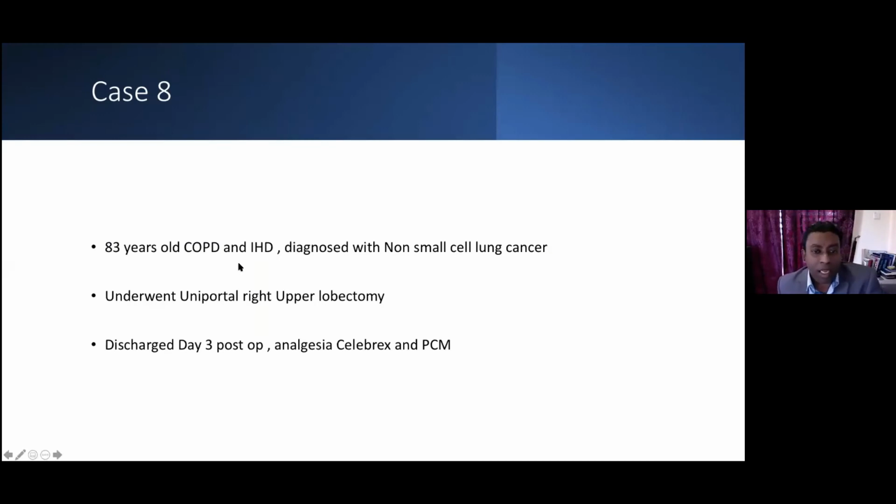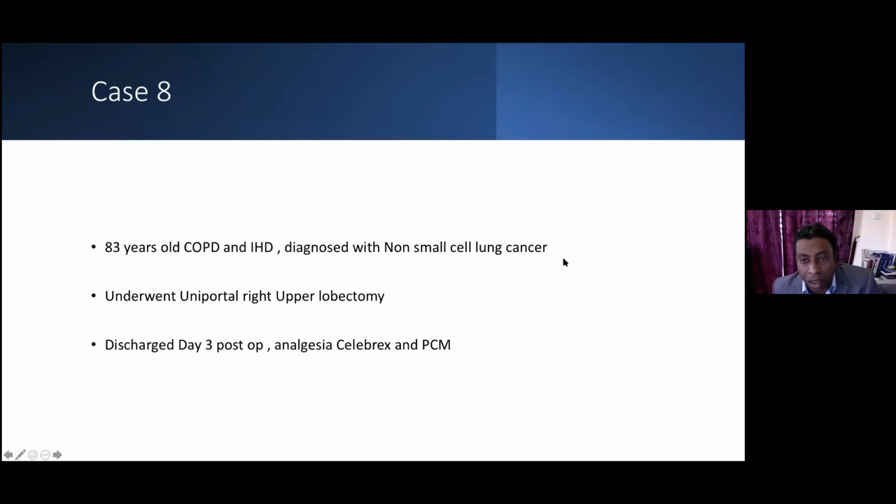Now, this is the last case I just want to share with you all. Well, we spoke about resectability, and we did a lot of almost impossible resectability, which would have been deemed not possible in the past. And now we talk about operability. Now, a high-risk 83 years old with COPD, with borderline lung reserve and ischemic heart disease, diagnosed with non-small cell lung cancer.